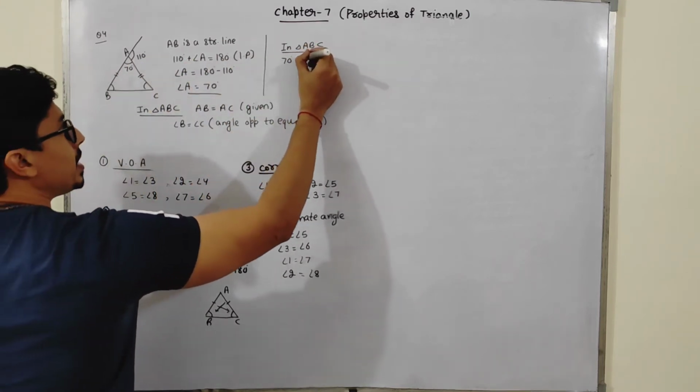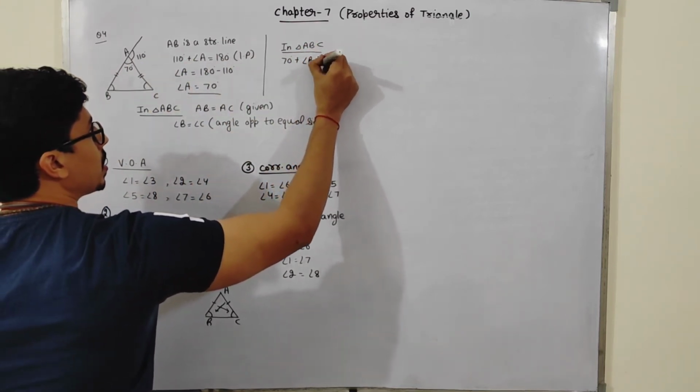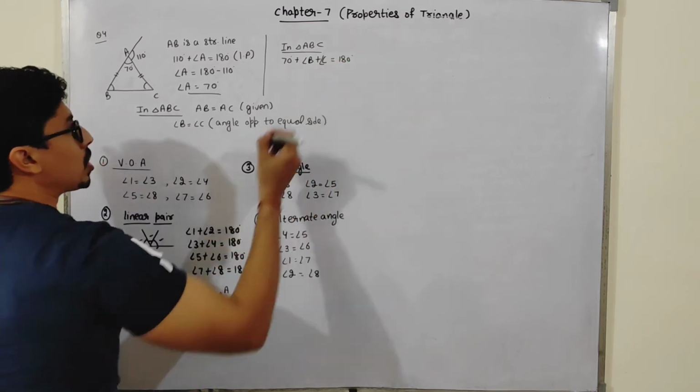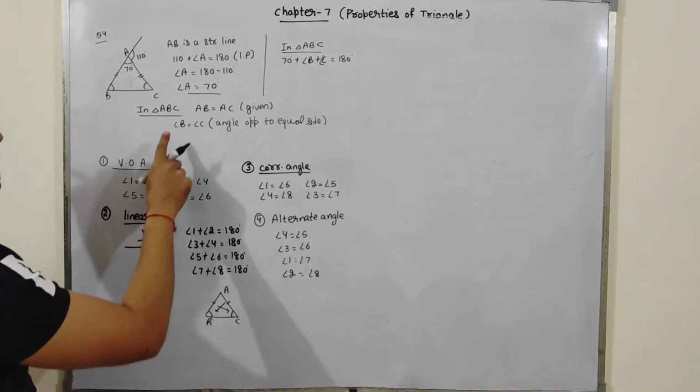Angle B plus angle C, the sum of the angles will be 180 degrees. Okay. Now B and C are equal.